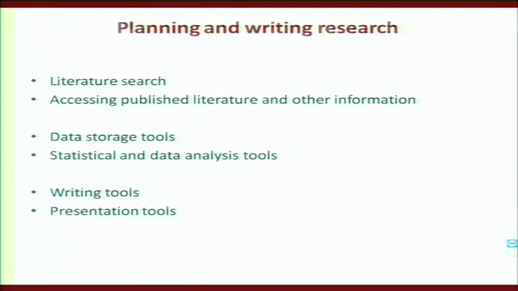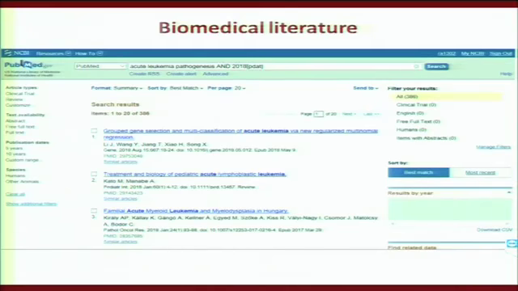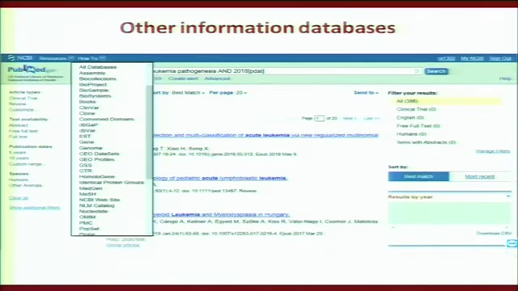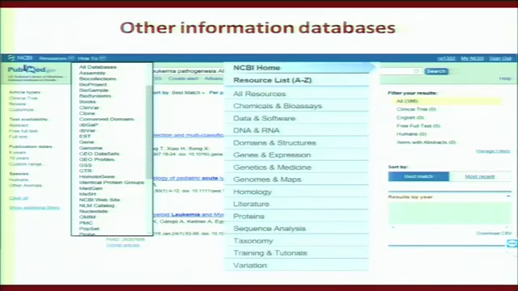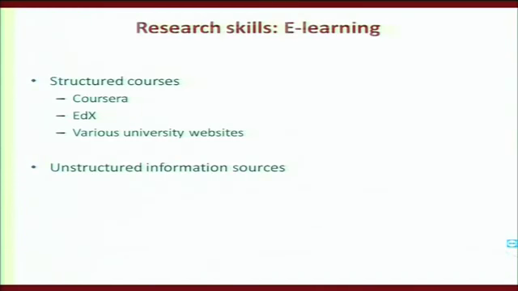In each of these steps, we need to do literature search, we need to access published literature and other information, we need to store data, we need to do analysis, we need to write and present, and I think everyone is familiar with various facets of technology that we use in this. We are familiar with PubMed, where we find literature, we are familiar with journal websites and accessing information from there. And there are several other databases. For instance, NCBI itself has several databases. And I'm not going to go into details of this because doing that itself would need a lot of time.